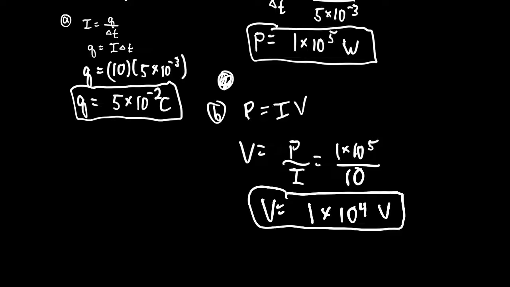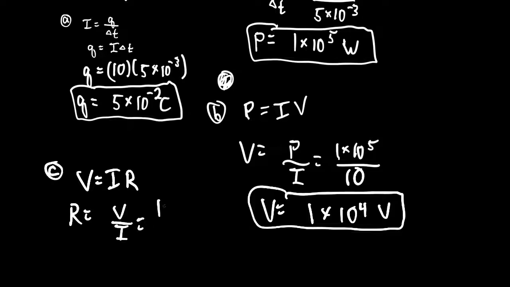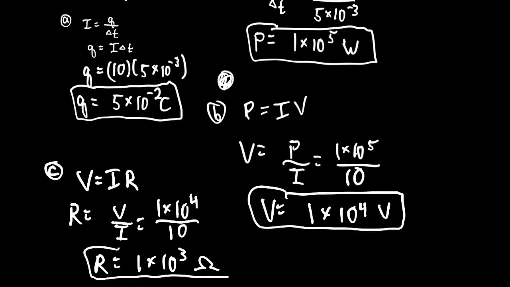So part B would be finding the power first and then finding the voltage. Then part C, V equals IR. So R is V over I, which would be 1 times 10 to the 4th divided by 10. So resistance is 1 times 10 to the 3rd ohms.